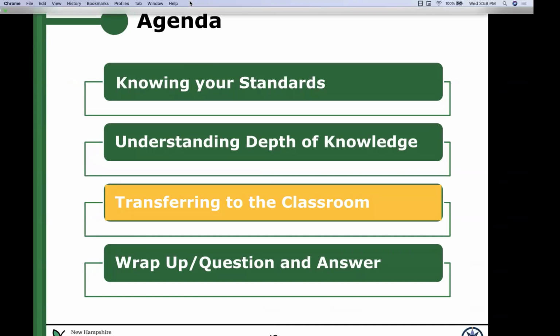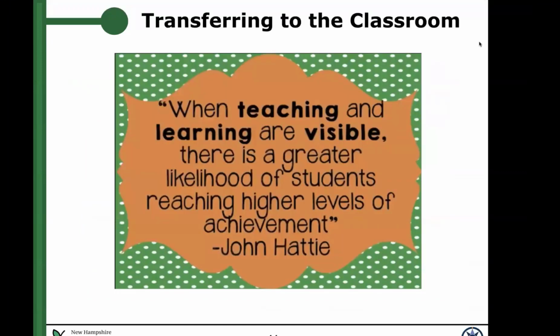Okay, so now we're going to talk a little bit about transferring this to the classroom. As we're transferring it to the classroom, we would be remiss if we did not mention John Hattie, who is like the king of all kings of doing any sort of research on what it means to be a teacher in the classroom. And this particular quote, I'm just going to read it. When teaching and learning are visible, there is a greater likelihood of students reaching higher levels of achievement.